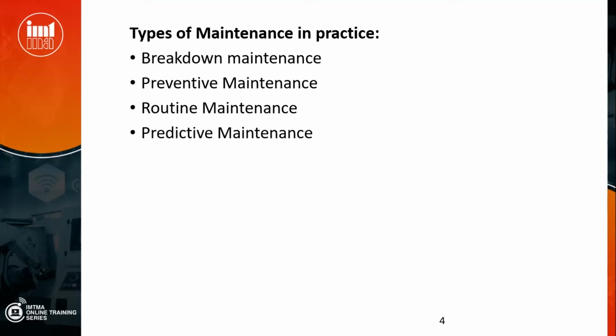And predictive. Predictive means we are preventing the breakdown. We are predicting, oh, this breakdown may happen after a month's time. We will have to equip ourselves so that the machine will not break down. We will have to take earlier action. This type of predictive maintenance is carried out at most places.